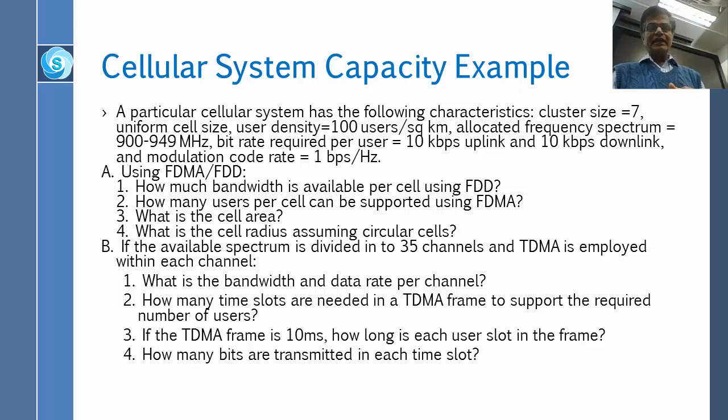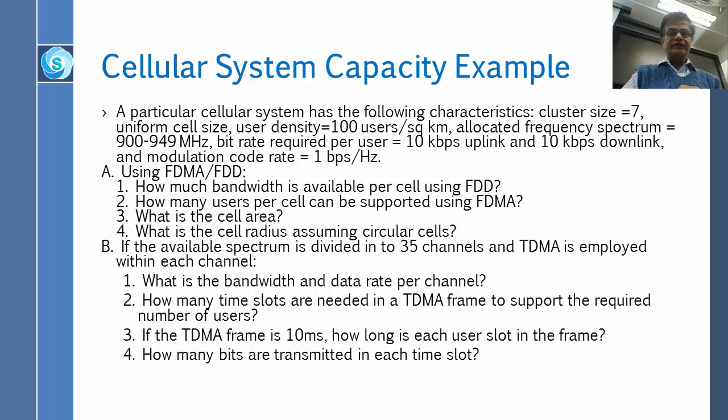So now using FDMA, how much bandwidth is available per cell using FDD? If you are not doing GSM, you are doing the old one, the 1G, then you are giving the whole frequency channel to each user, right? How much bandwidth is available per cell? How many users per cell can be supported using FDMA? What is the cell area? What is the cell radius? All of this we will solve one by one.